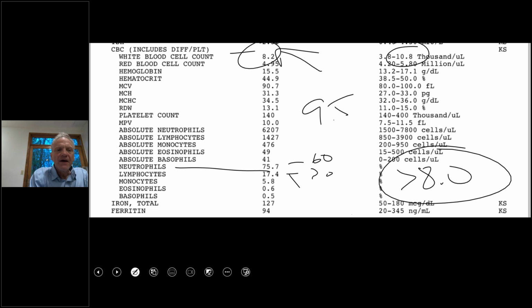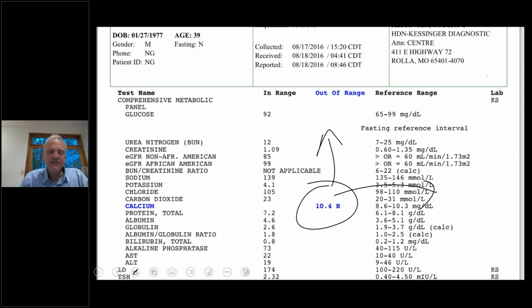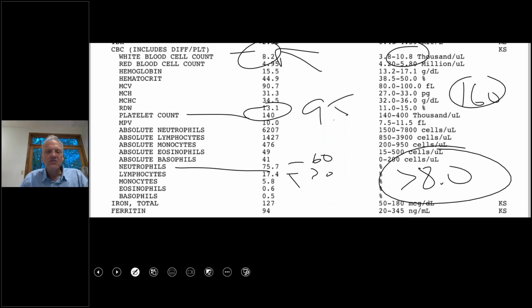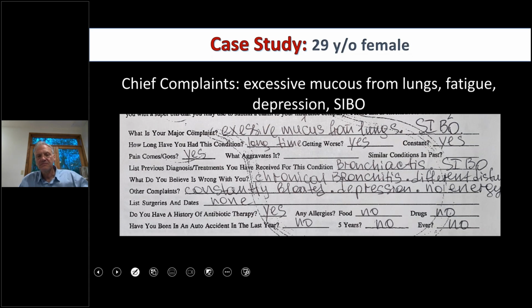Platelet count is 140, so that wasn't a problem. But guess what? Platelet count should be at least 160, and that's probably a liver thing that's going on with him. So what's going on with that liver? I don't see much there. I don't see much there. That's okay, because you don't always see all the patterns. The TSH looks fine, all that looks fine, but this is going to be a bacterial infection.